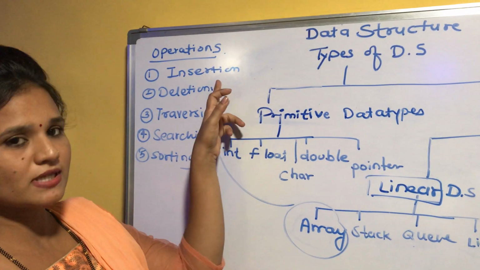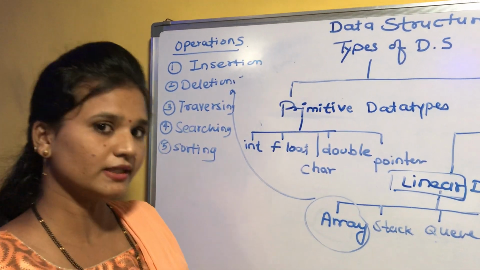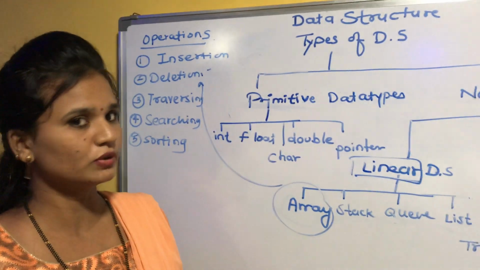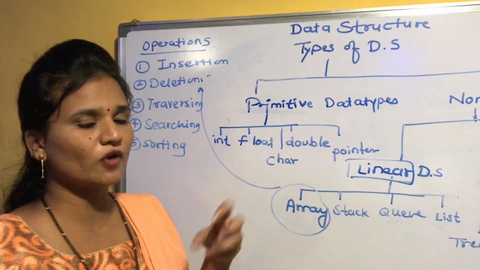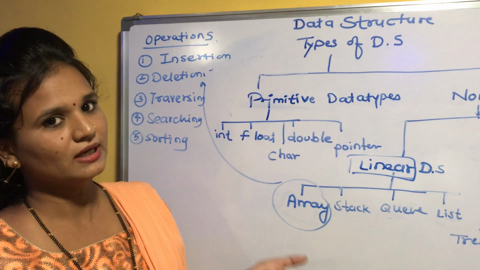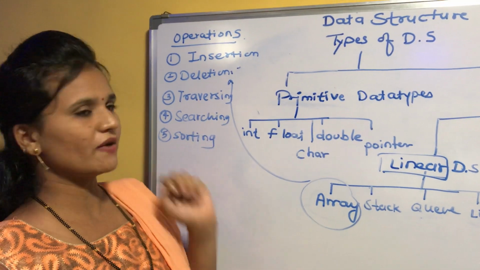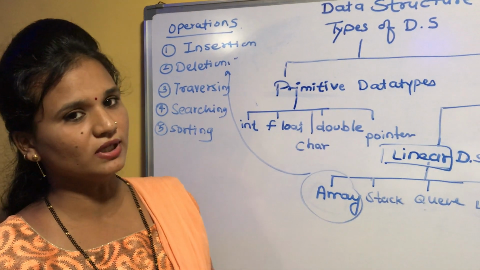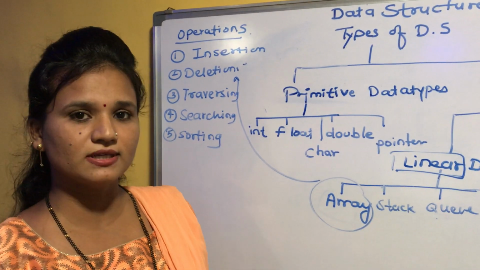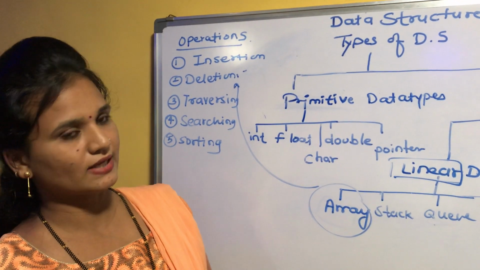Okay, so what is insertion? Insertion means inserting the element or adding the element into the data structure, isn't it? Deletion means what? Deleting the element, or we can say removing the element from the data structure. Okay, then traversing. Traversing means accessing each and every element from the data structure, or we can say visiting each and every element from the data structure.